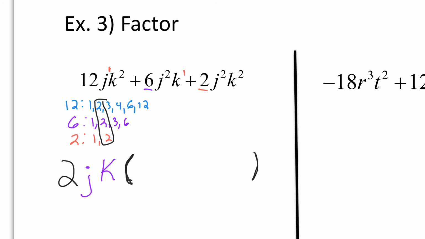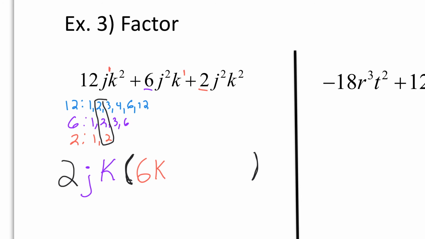Now let's go ahead and start dividing. 12 divided by 2, that's going to be 6. You guys took out the j to the first. There's a j, so I don't have a j here. K squared, you took out a k, so I'm going to have a k right here. Then I go plus 6 divided by 2.